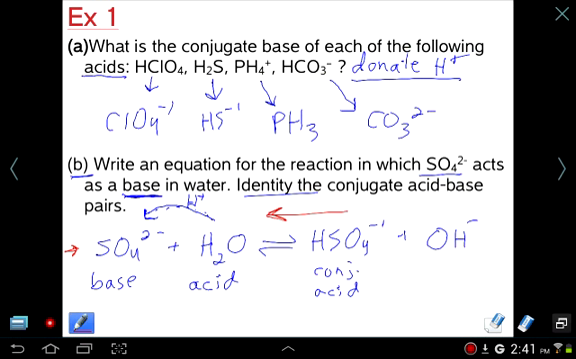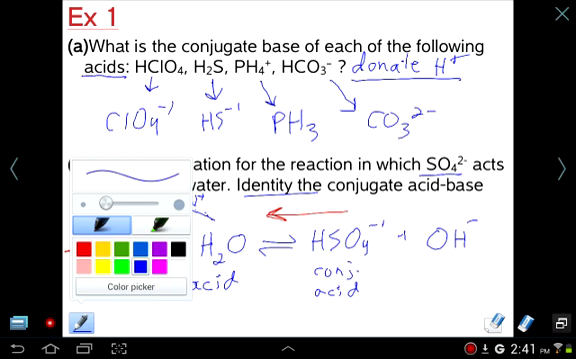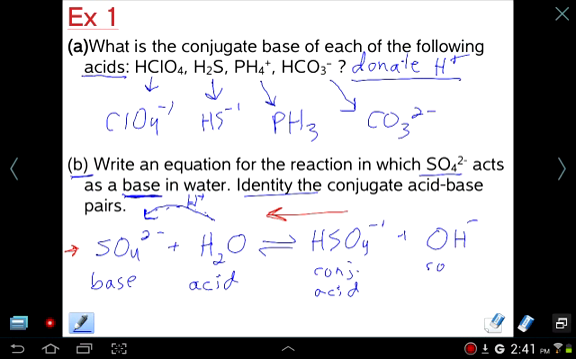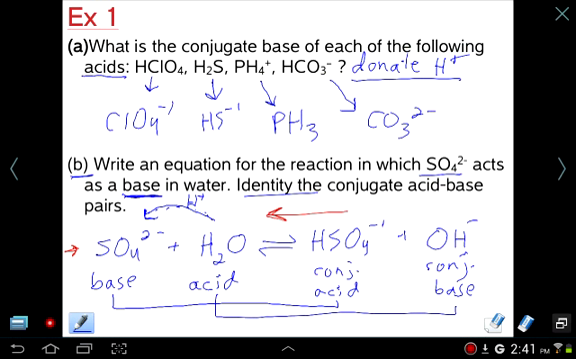And then likewise OH- is called a conjugate base, for the same reason: going back the other way, it accepts a proton. And your base on the left side will always be teamed up with your conjugate acid on the right, and your acid on the left will be teamed up with your conjugate base. So these are chemically connected, and these conjugate pairs differ by just one H+, one proton.